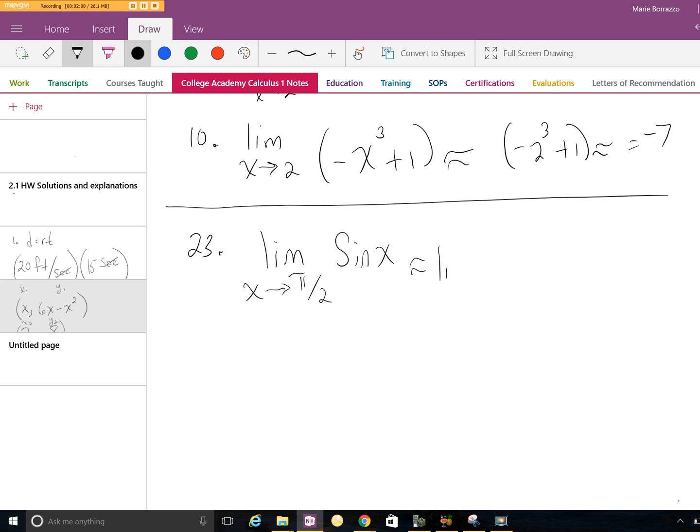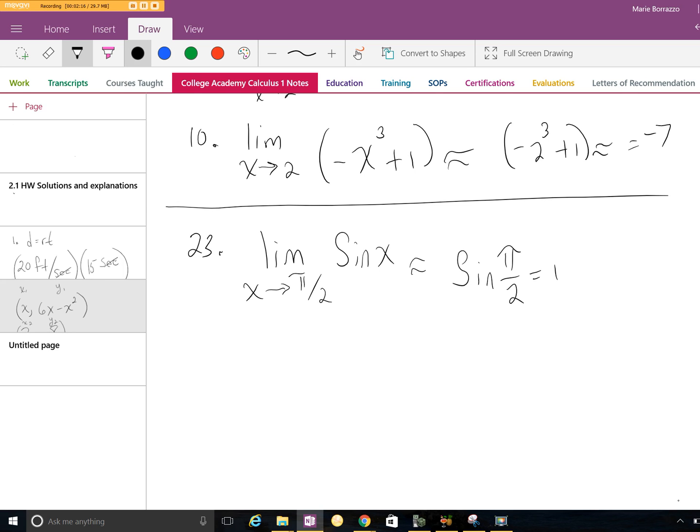So we know that the limit as x approaches pi over 2 becomes sine pi over 2. Well, by definition, sine pi over 2 is equal to 1.